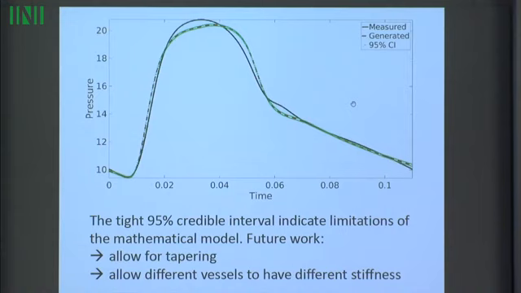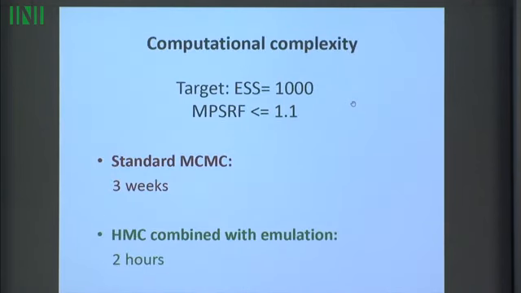So we're currently looking at a model where we give each blood vessel its own stiffness parameter, and then we introduce a hierarchical Bayesian model to a priori try to tie them together and penalize differences between them to avoid problems with overfitting. But the main outcome is that we reduce the computational complexity. With standard MCMC, where you would naively solve the partial differential equations in each step of the MCMC simulation, it would be in the order of 3 weeks, down to a computational complexity in the order of 2 hours to get an effective sample size of 1,000. And again, that is moving closer to the clinic.